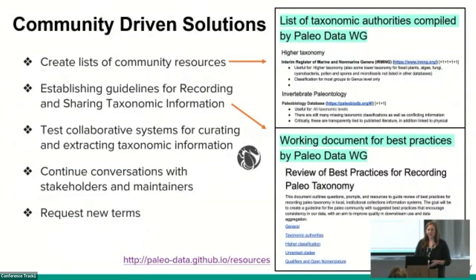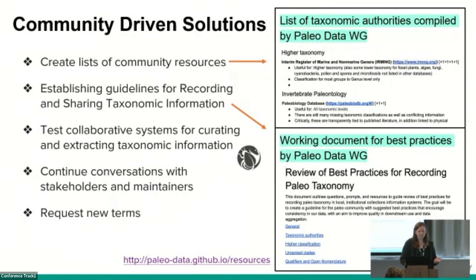So I've outlined a lot of challenges, but we think there are a lot of really promising paths forward. Within our community, we're working to create a lot of community-driven resources. So again, that list of taxonomic authorities, or guidelines and best practices, both for how to record taxonomic information locally, but also how to map and share that information. We're also looking at testing systems to try to understand places where we could do collaborative taxonomic curation of the data that we're all managing separately. Why not do it together? To look at new possible data models and other things that could be solutions to these issues.